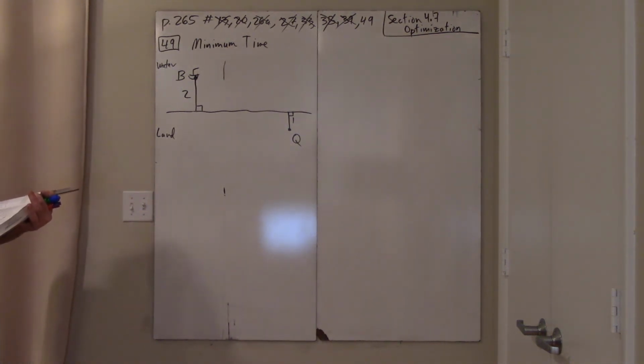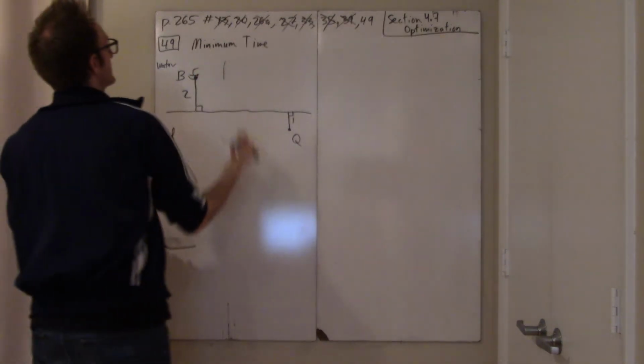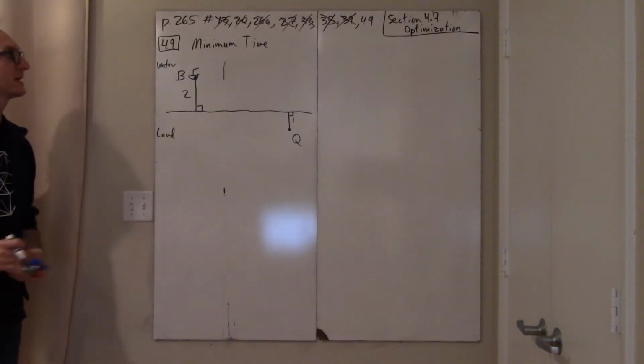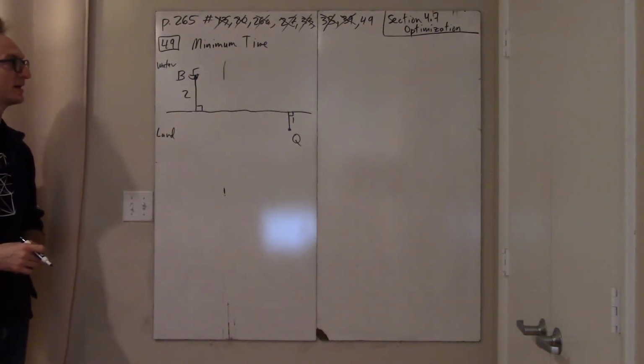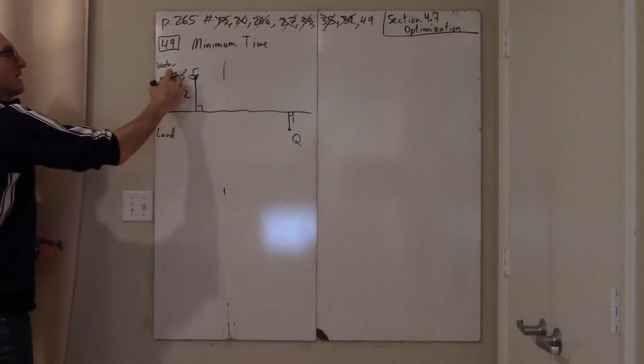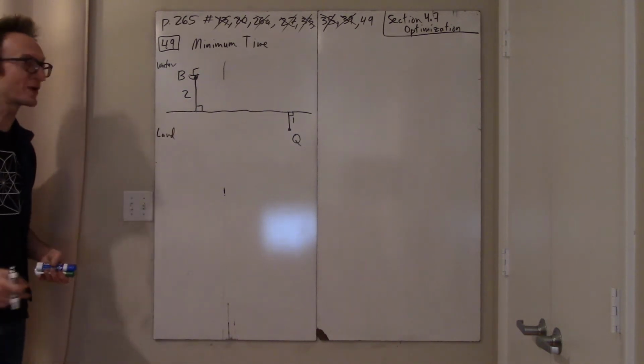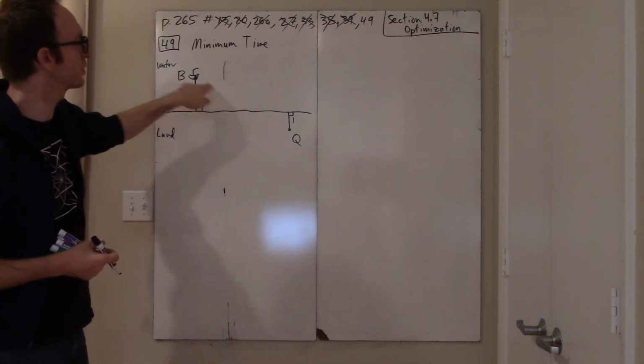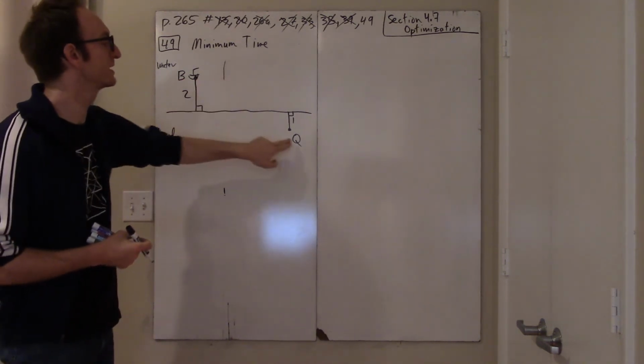He can row. Okay, so we have to get from B to Q. How are we going to do this? Well, you might think, hey, isn't it just the case that the shortest distance between 2 points is a straight line? Shouldn't we just aim our boat towards the point on the shore such that there's a direct line between B and Q?